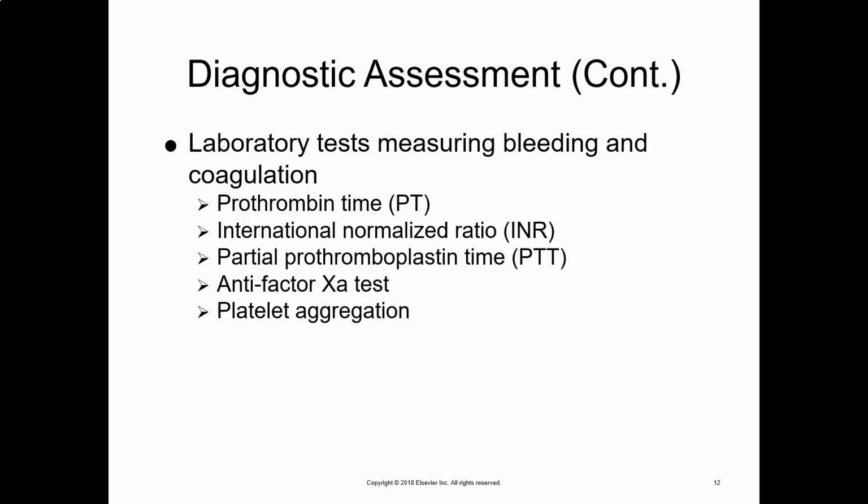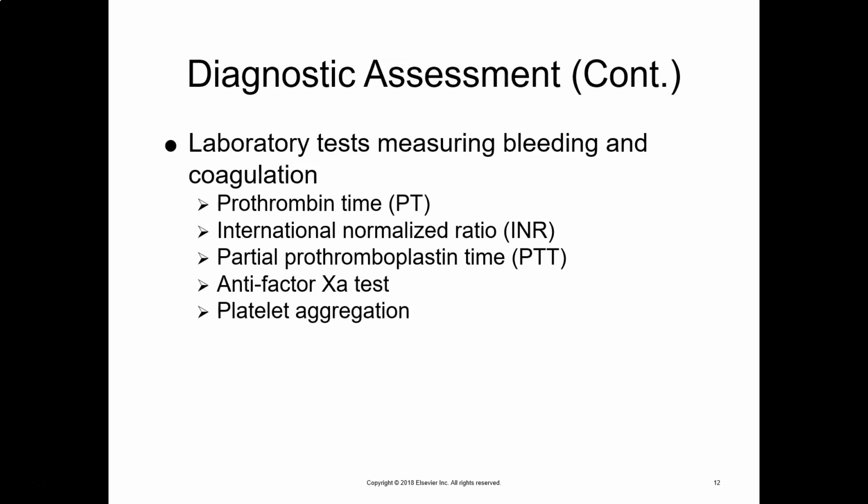Now, the exact number, of course, depends on the patient, but do know that when an INR is used to monitor for warfarin therapy, which is an anticoagulant, you want to see a desire of 2.0 to 3.0.